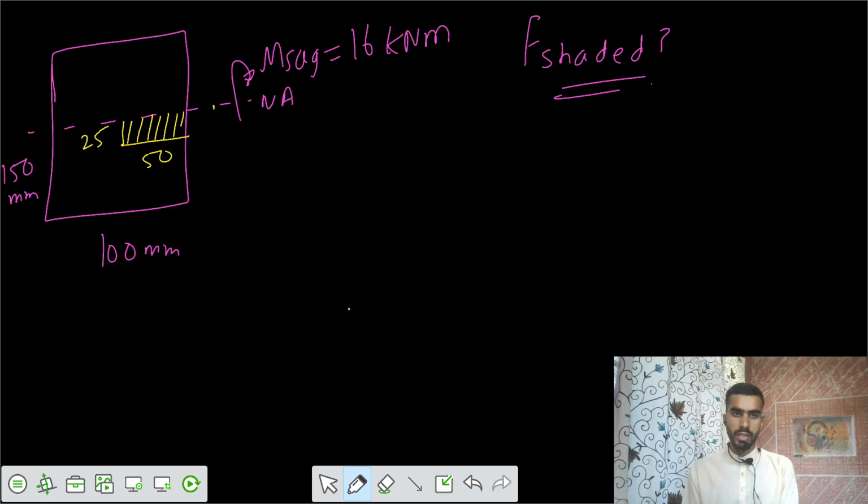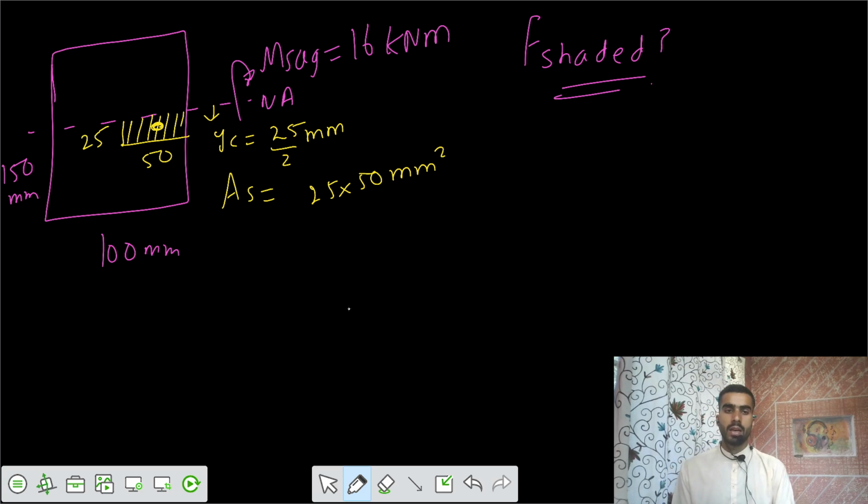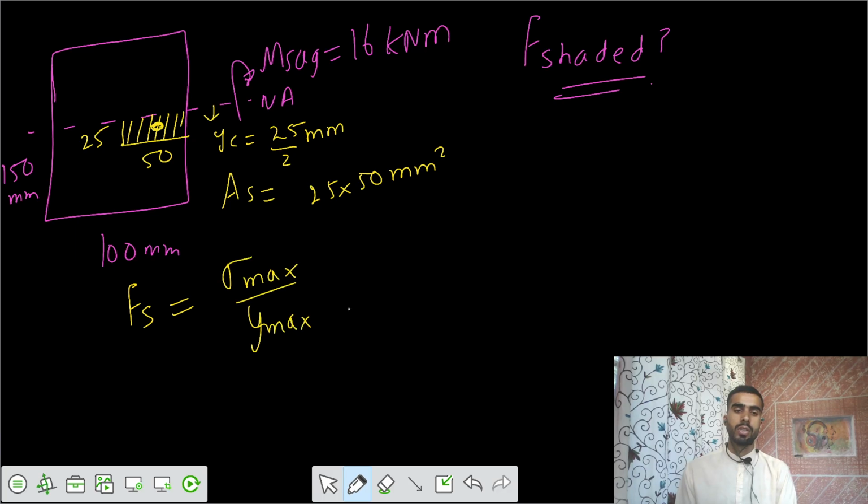So from the neutral axis, where is the centroid? We can say yc equals 25 by 2. And how much is the area shaded? That's 25 into 50 mm square. So I can say that the force resisted by that shaded area equals sigma max by y max into yc into AS, that's 25 into 50 mm square.